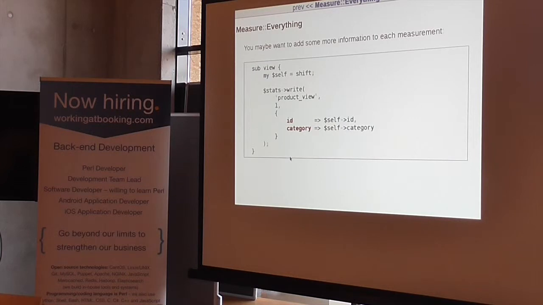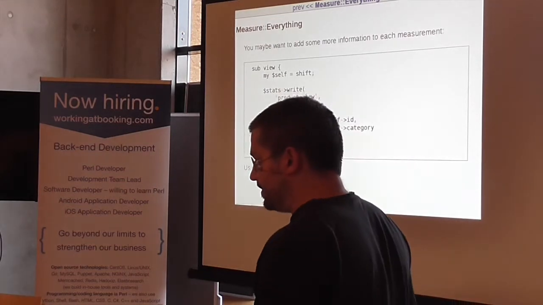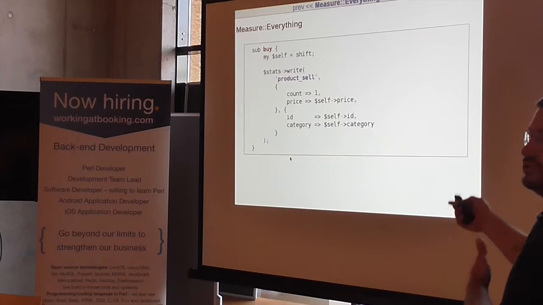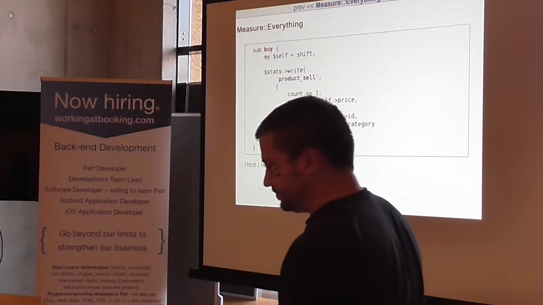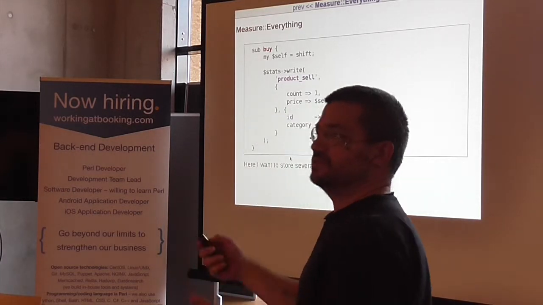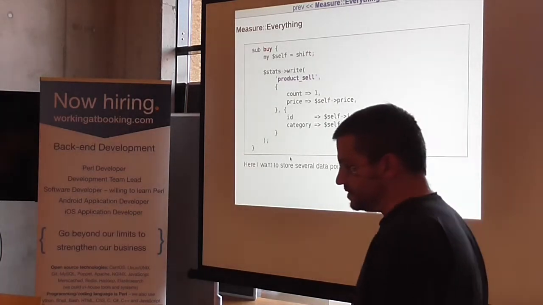Here you want to add some more information, so you have not only how often you did something, but also some categories and so on. You can do that using tags. Then you have another method called buy: you sold something, so you write another measurement down. And you can even have different things you want to measure, not only the counter but, for example, how much we actually made.